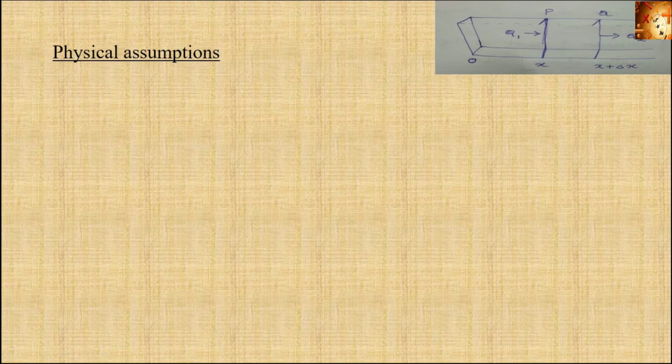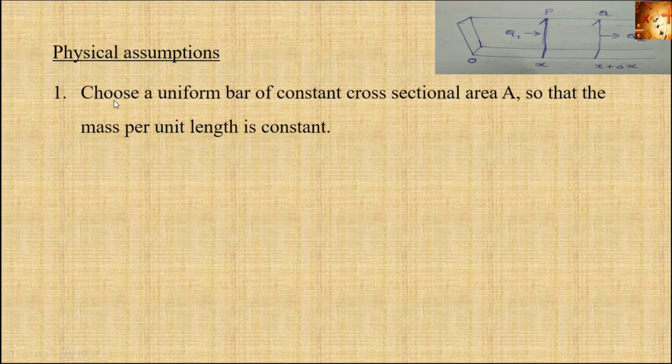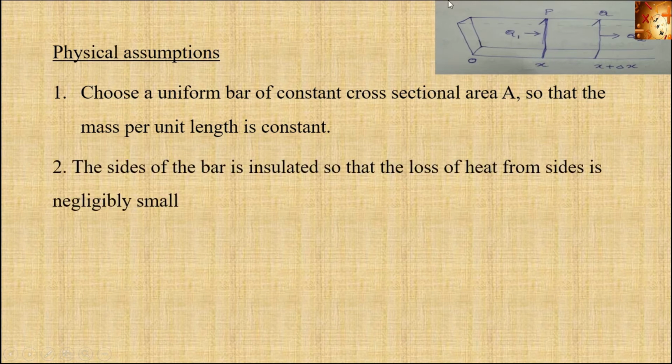These are the physical assumptions we got from this picture. First, we are choosing a uniform bar of constant cross-sectional area A, so that the mass per unit length will be constant. Therefore, the cross-sectional area will be constant at each point. Second, the sides of this bar are insulated, because if we heat the surface, there will be a loss of heat through its sides. To prevent this heat loss, we are insulating the sides of this bar.